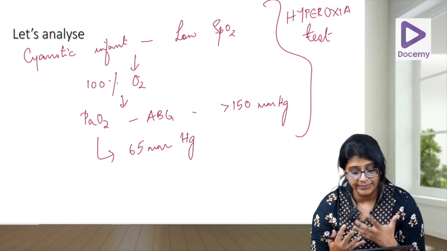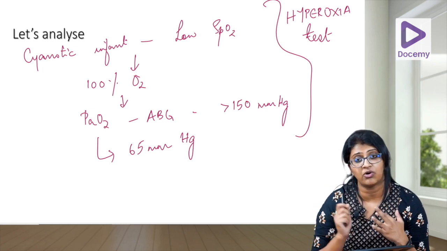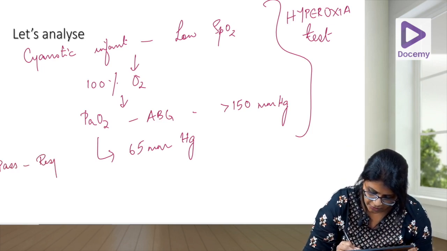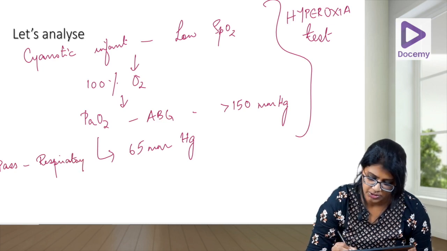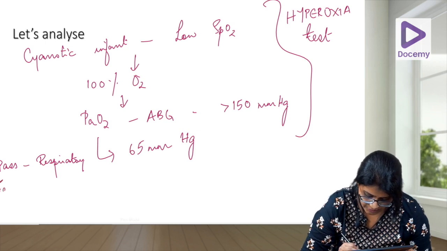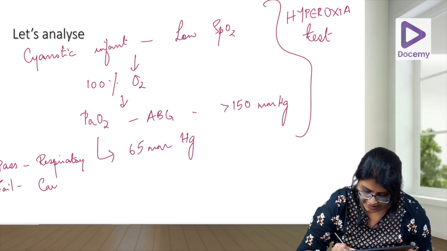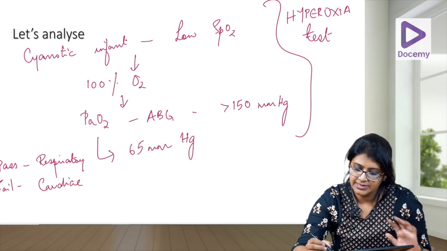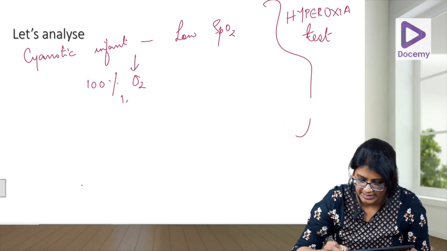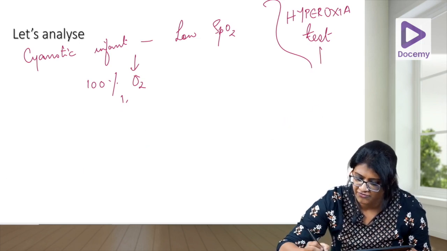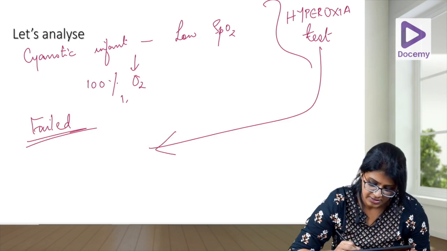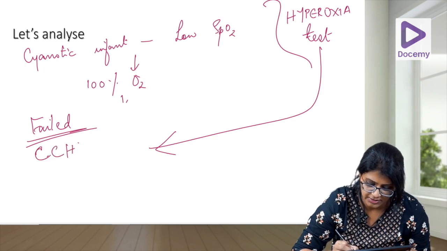So, how do you report a hyperoxia test? You either report it as passed or failed. So, if you pass the hyperoxia test, it means it is a respiratory problem. That means your partial pressure of oxygen went up to more than 150, and if you fail the hyperoxia test, it means it's usually cardiac. So, our baby is a cyanotic infant with a low SpO2 for whom we did a hyperoxia test, and the baby failed the hyperoxia test. So, it's going to be a congenital cyanotic heart disease.